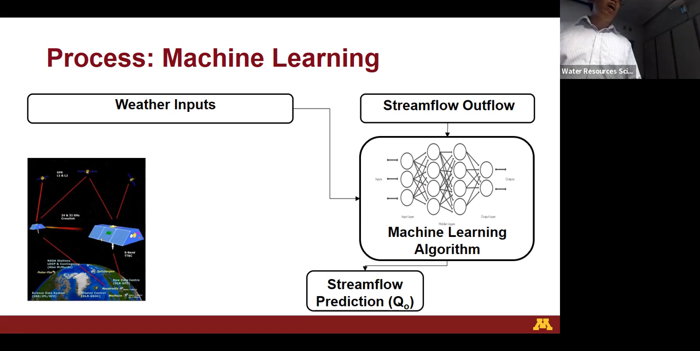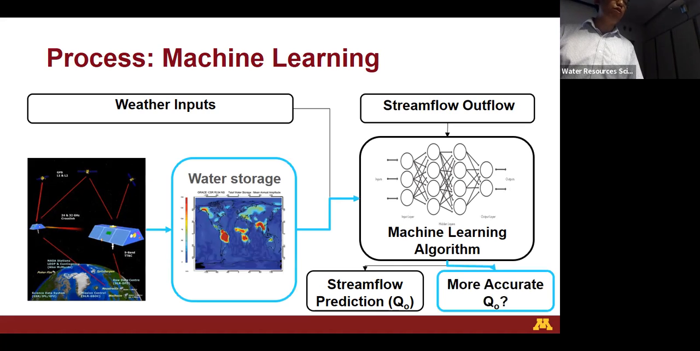I will first test the accuracy of the machine learning algorithm by inputting the weather data and outflow simulated by the HSPF to see how accurate it is. And then I'll compare how much improvement there is if I input the water storage as one of the input variables, using the machine learning based hydrological model after including storage. So before storage, after storage.